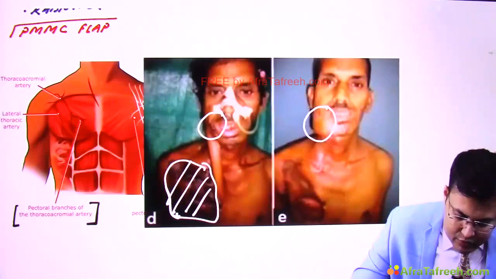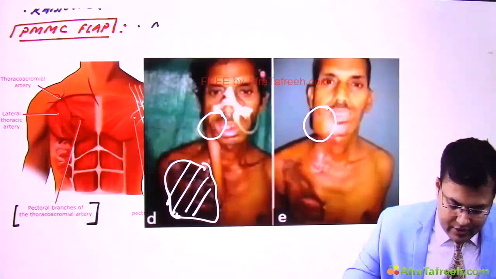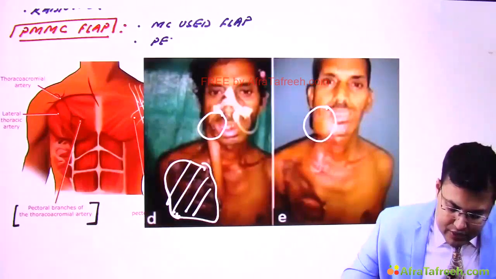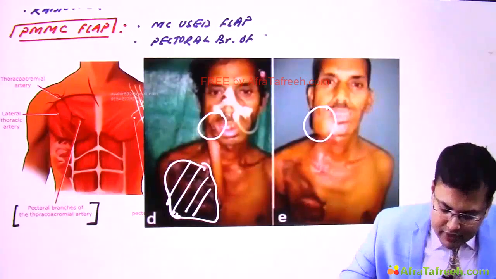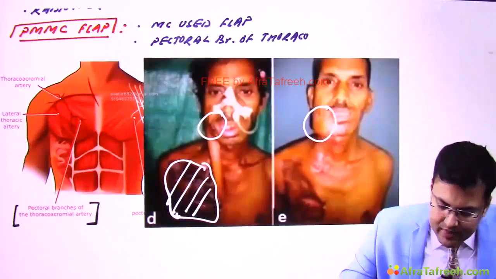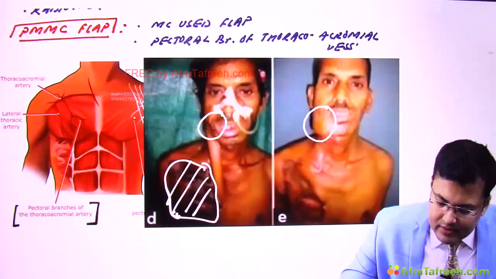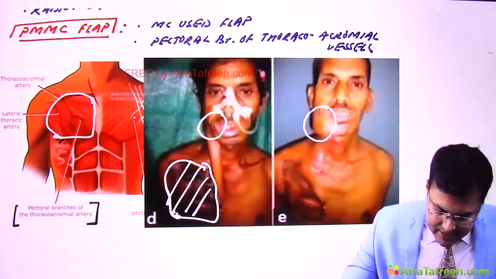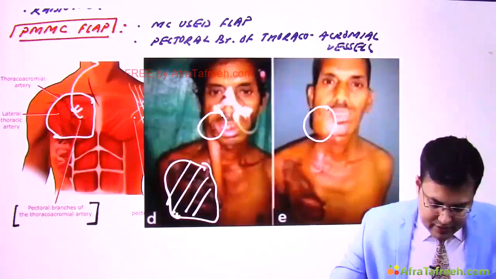The PMMC flap is the most commonly used flap for reconstruction of head and neck, and it is based on pectoral branches of thoracoacromial vessels. Clear? Here you can see the muscle. This is pectoralis major, and it is based on these arteries. This is the pectoral branch, and it is used for reconstruction of head and neck.